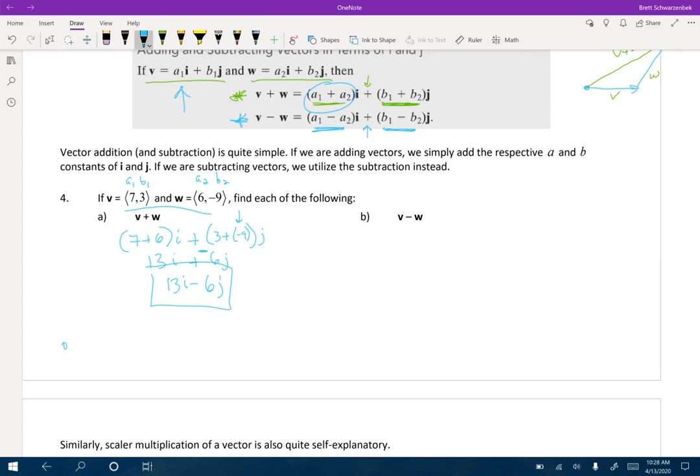Okay, so what if we decided to do v minus w? If we talked about that, remember there's still a plus sign in the middle, but now we're subtracting their components. So we're going to do 7 minus 6i, and we're going to do 3 minus a negative 9j. So we're going to get 1i plus 12j, which is just i plus 12j. So this would be the subtraction of the vectors.